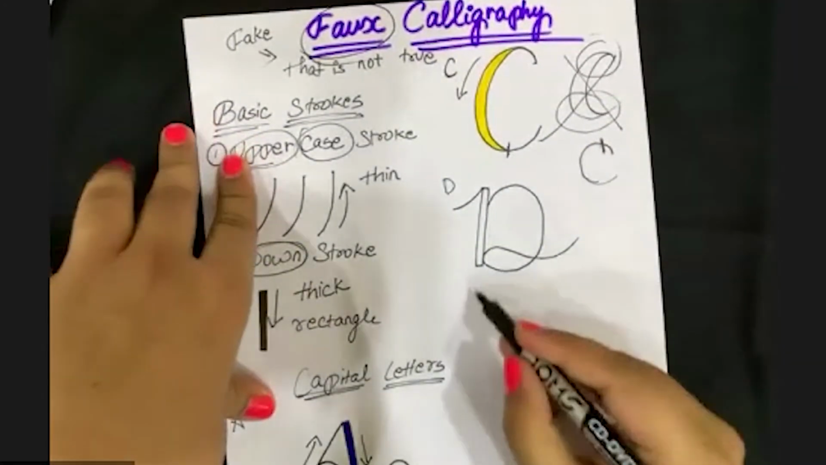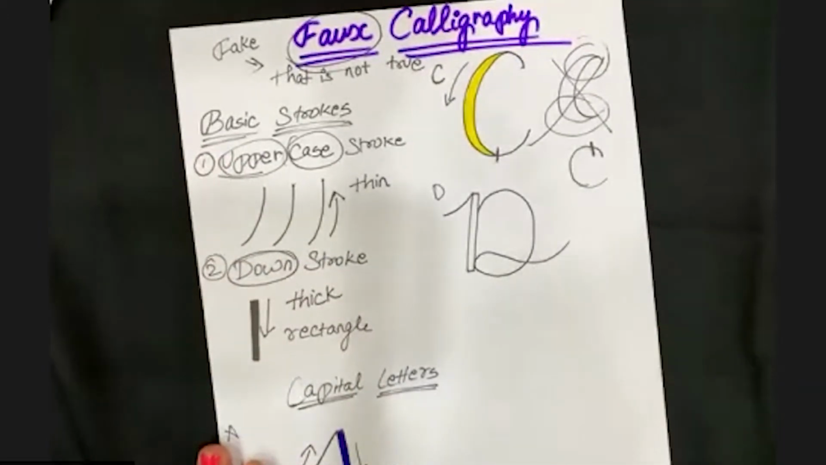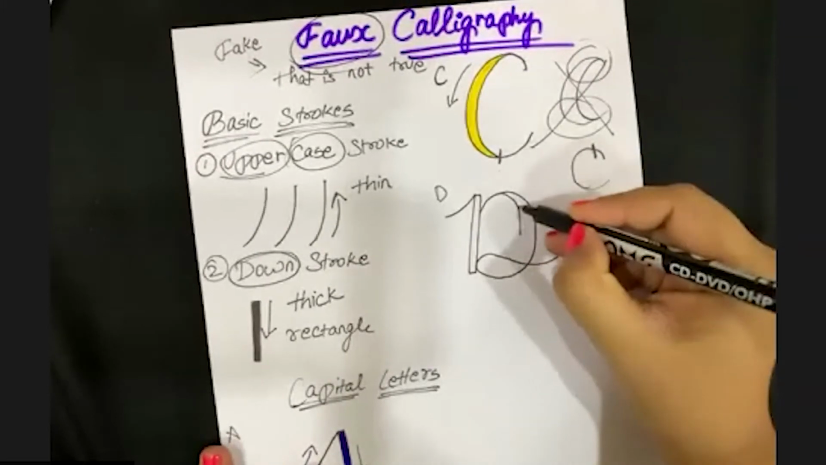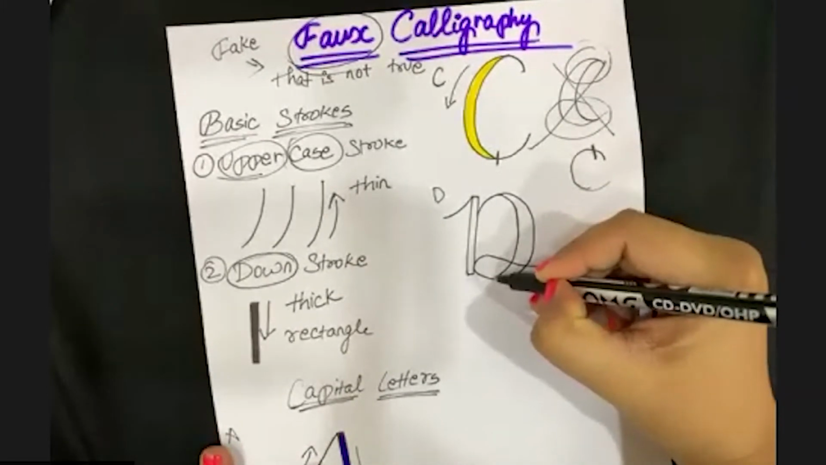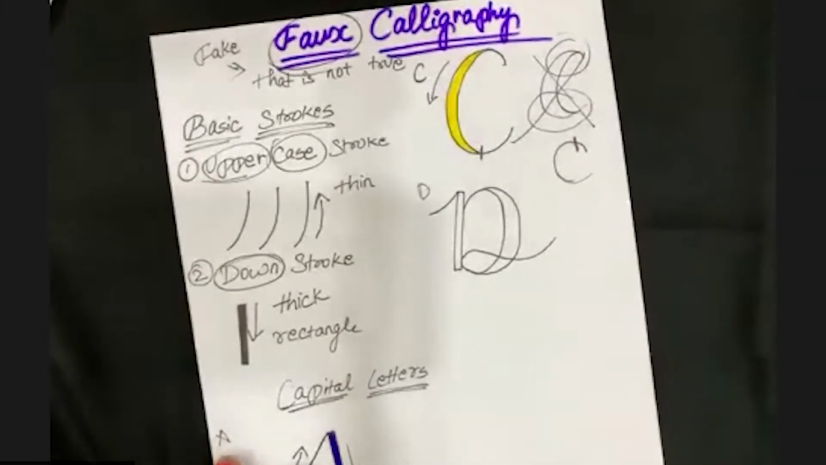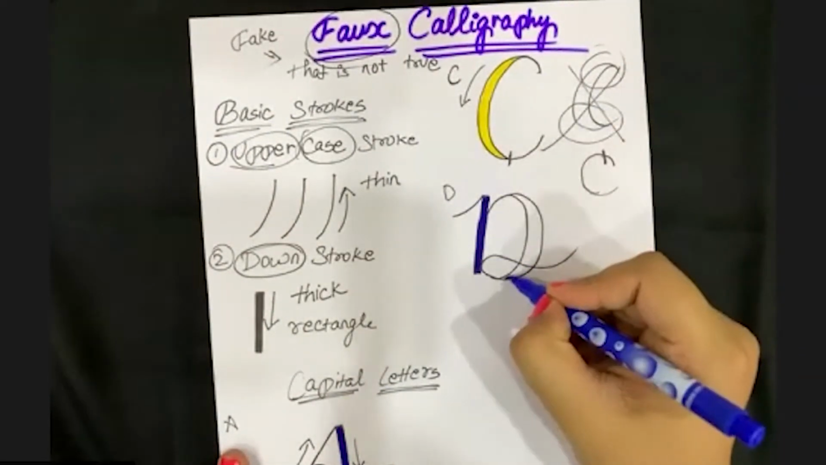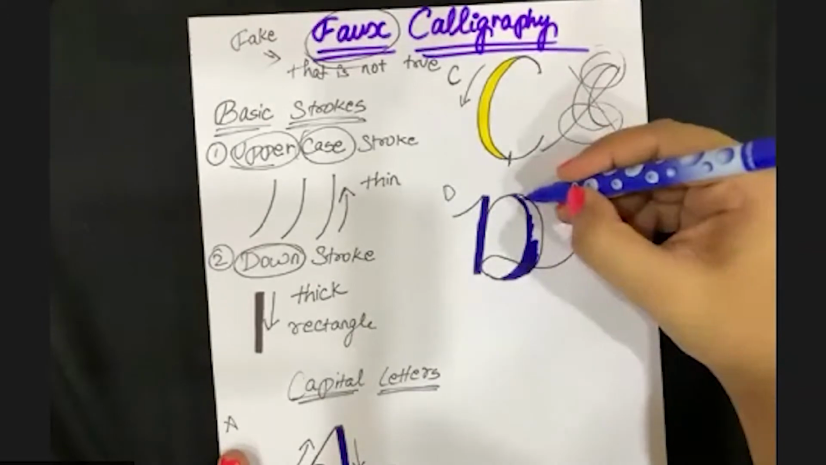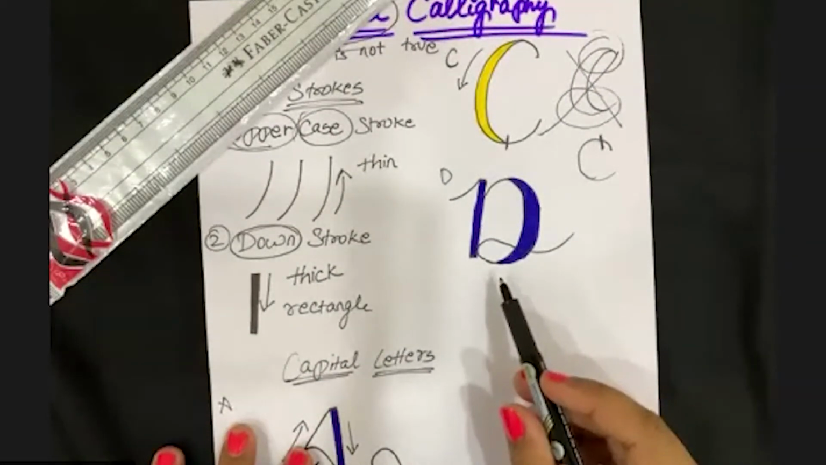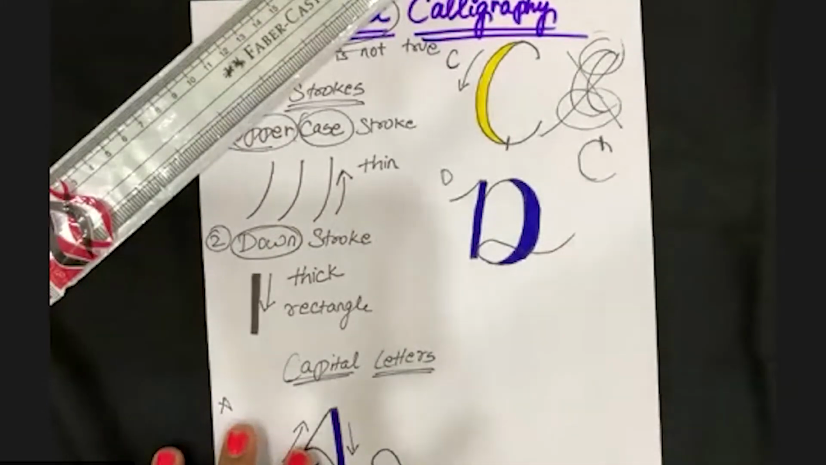You have to add this curve. This is the special thing about the letter D. And you have to make this curve thick. You have to add this circular curve in your letter D. So what is the special thing about the letter D? That we are adding this circular curve in the letter D.